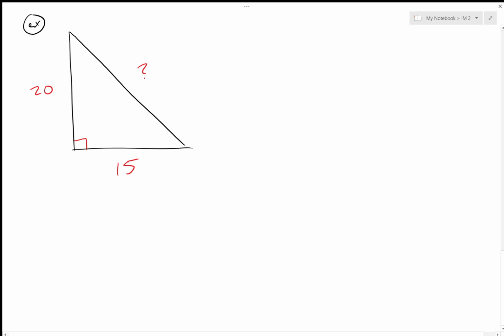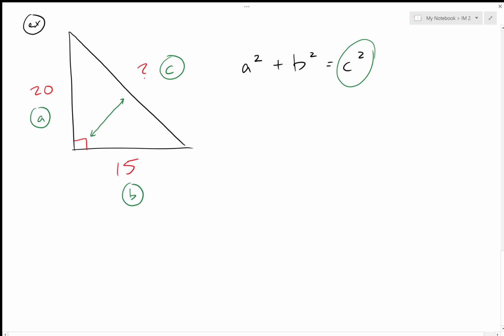First thing you want to do is label everything. And remember, we're using Pythagorean Theorem. If we're given two sides, we can find the third one. So a squared plus b squared equals c squared. And let's figure out which one's which. C is always the most important side, and that's the hypotenuse, the longest one, the one across from the 90-degree angle. So the question mark that we're trying to find is C. And remember, A and B doesn't really matter which one you call it. So I'll go ahead and call it 20 A and 15 B. So I have A, I have B, I need to find out what C is.